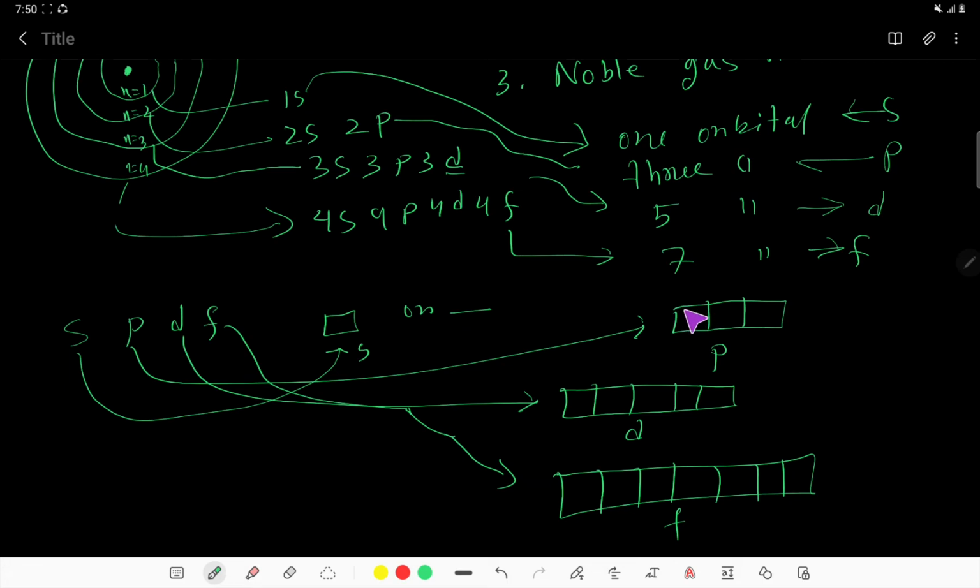Remember, every orbital can hold a maximum of 2 electrons. So the p subshell can hold a maximum of 6, the d subshell can hold a maximum of 10 because it has 5 orbitals, the f subshell can hold a maximum of 14, and the s subshell can hold a maximum of 2.